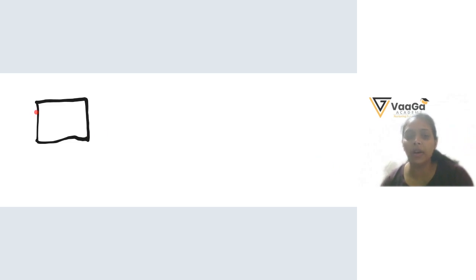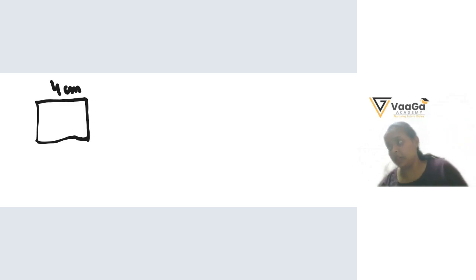If I have a square, in a square are all sides equal? Yes. So if a square has a side of 4 centimeters, what will be the perimeter? 16 centimeter. Okay. And what's the difference between the rectangle and a square? A rectangle has the parallel sides equal, and the square has all sides equal.